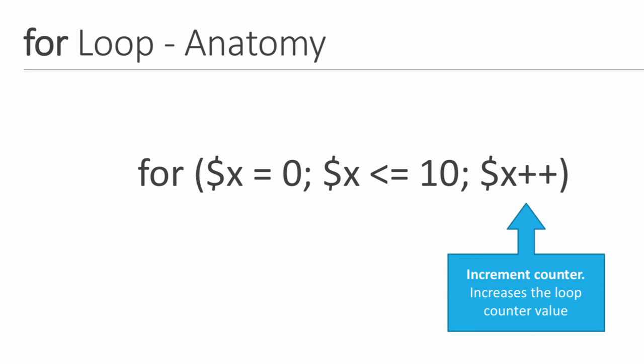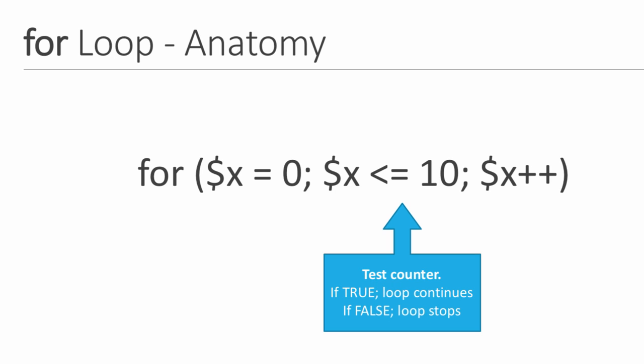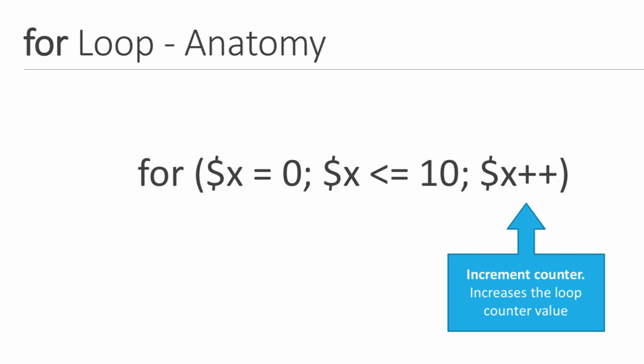The final one, which should be familiar from what we just did in the while loop, is the increment counter. Each time it goes through the loop, it increases the loop counter value. So let's go through this. I'm going to back up. The first time, it's going to say, this is 0. 0 is less than 10, so continue on with the loop. Increment. So now it's 1.